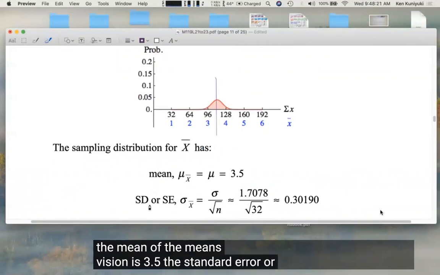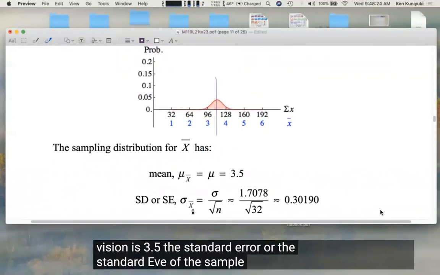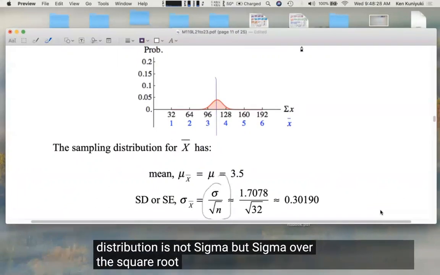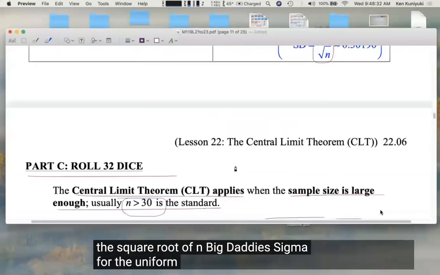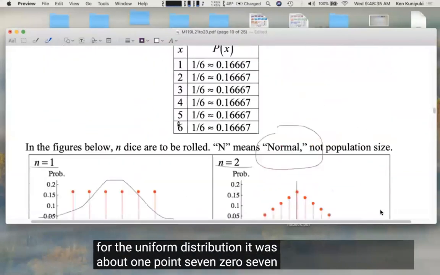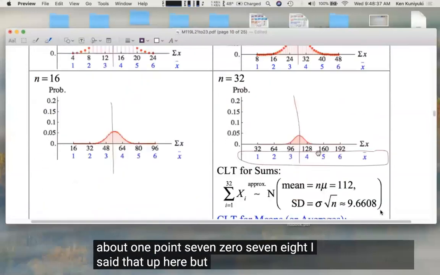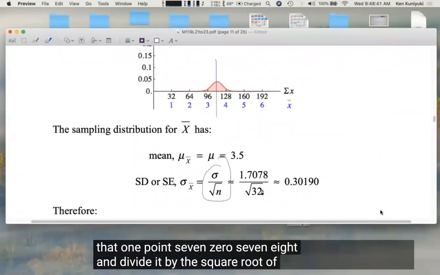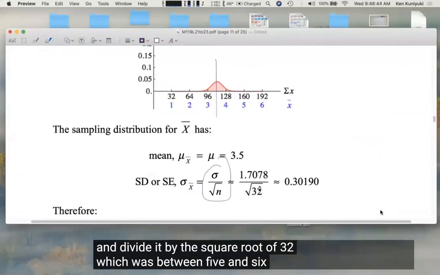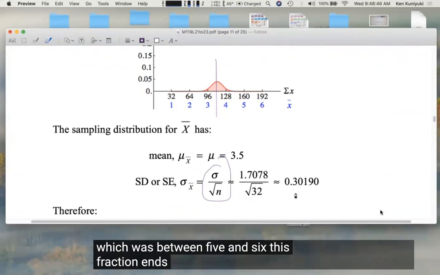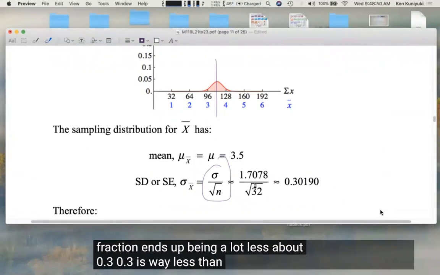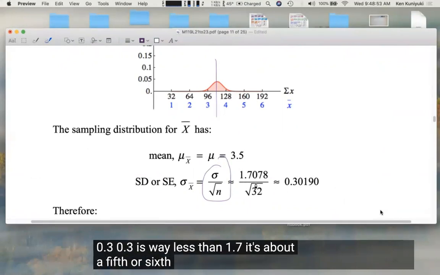The standard error, or the standard dev, of the sample mean distribution is not sigma, but sigma over the square root of n. Big Daddy sigma, for the uniform distribution, was about 1.7078. I set that up here. But you have to take that 1.7078 and divide it by the square root of 32, which was between 5 and 6. This fraction ends up being a lot less, about 0.3. 0.3 is way less than 1.7. It's about a fifth or a sixth of 1.7.